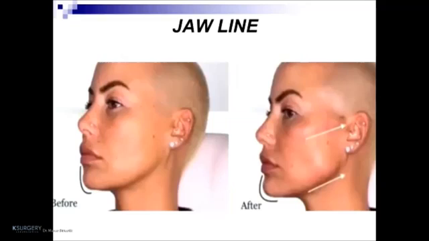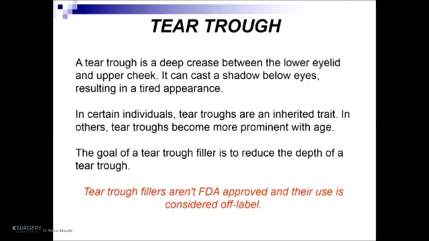Okay, so the second chapter of today is the tear trough. A tear trough is a deep crease between the lower eyelid and upper cheek. It can cast a shadow below the eyes, resulting in a tired appearance. In certain individuals, tear troughs are an inherited trait. In others, tear troughs become more prominent with age.